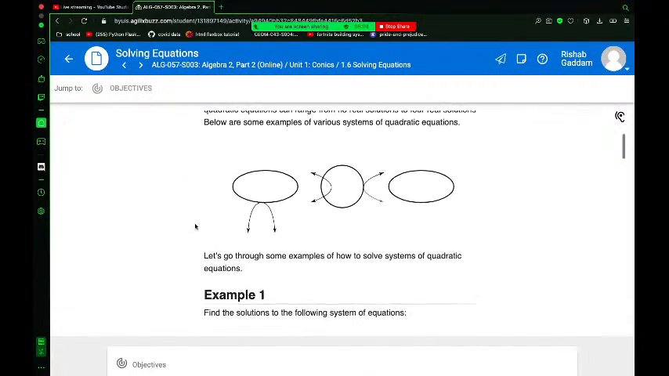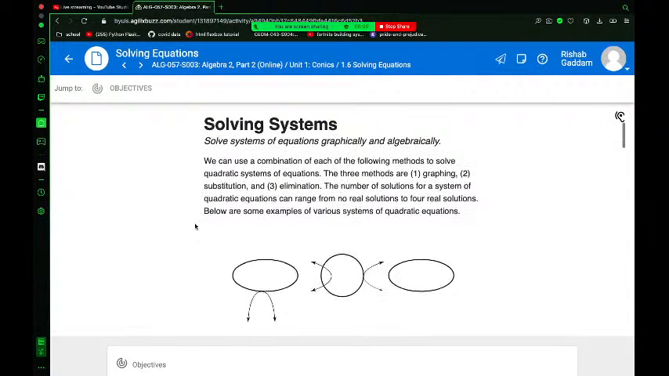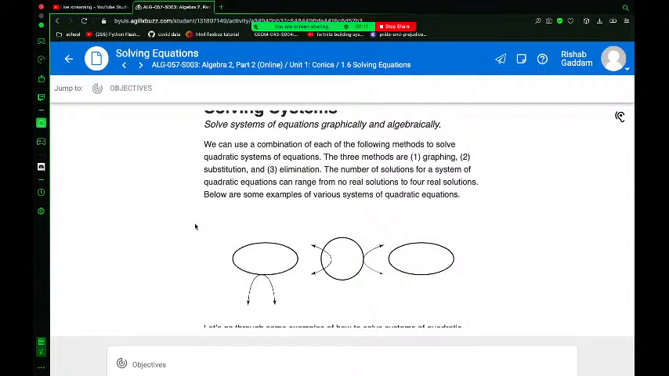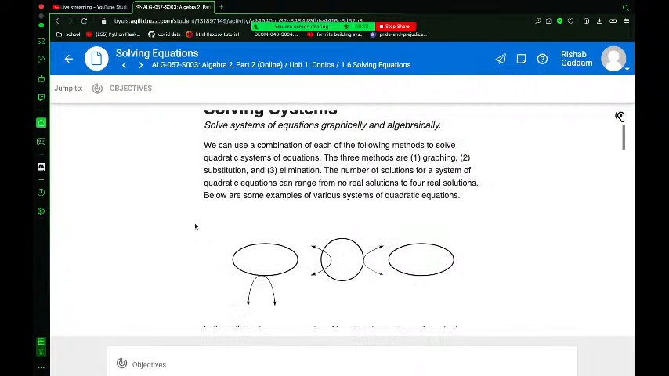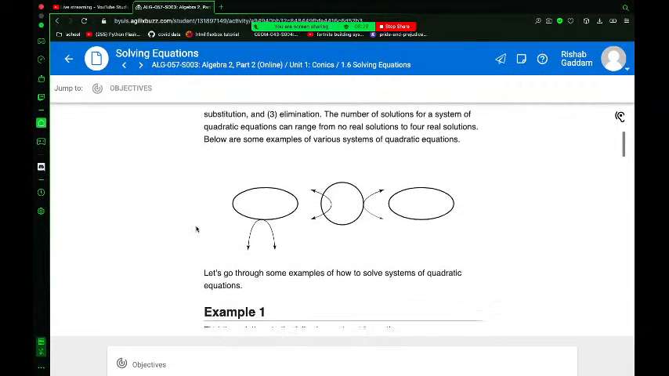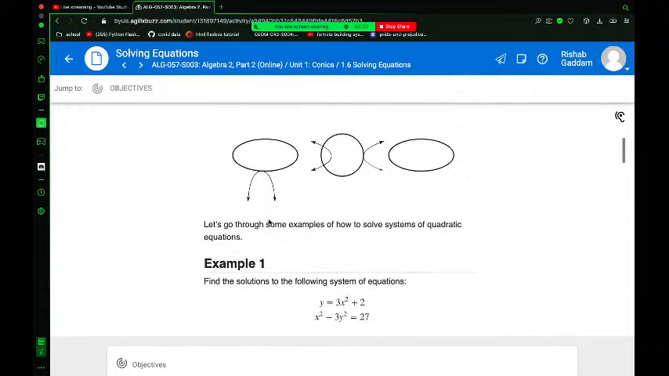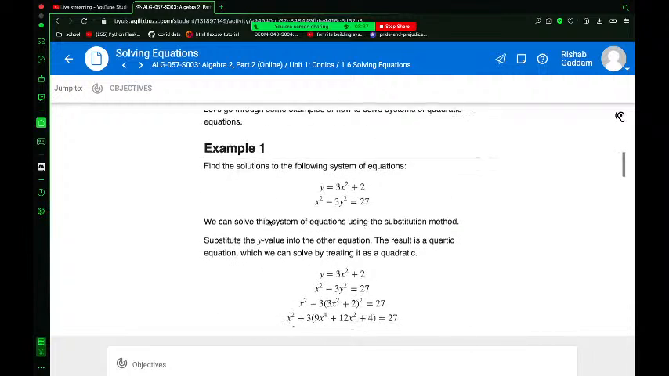But first, let's look at the notes. So, solving systems. We can use a combination of each of the following methods to solve quadratic systems or equations. The 3 methods are graphing, substitution, and elimination. The number of solutions for a system of quadratic equations can range from no real solutions to 4 real solutions. Below are some examples of various systems of quadratic equations. Let's go through some examples of how to solve systems of quadratic equations.